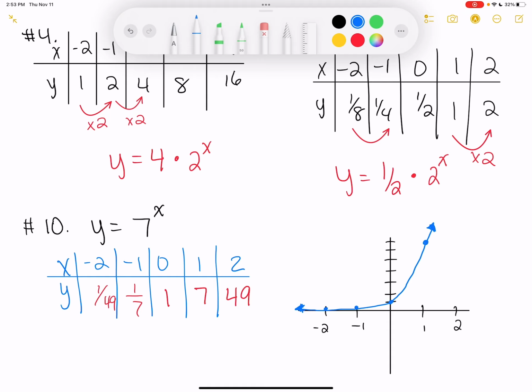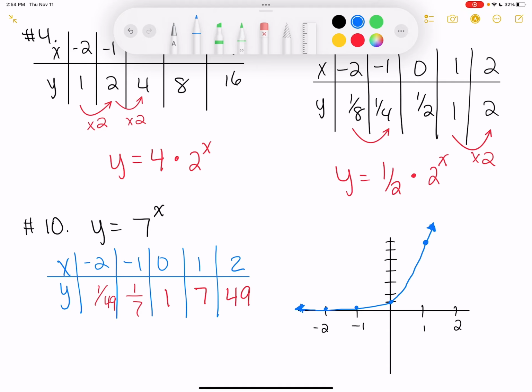Let me make sure your book's not going to do that. Decay is the left side. There's a possibility that it could go and be upside down, but we won't get to that today. Okay.